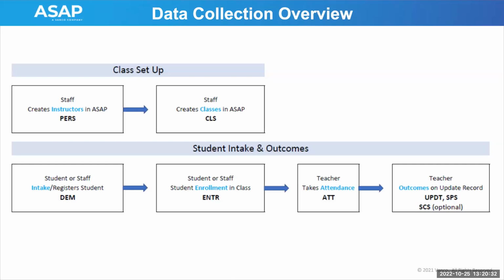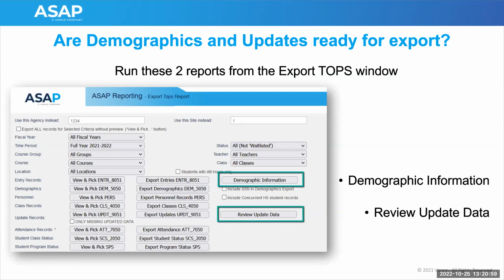So I did just a quick flow chart of those data files. You have the PERS and the CLS file, which is done when the classes are set up at the beginning of a term. And then finally, student intake would be the demographics, entries, attendance, and then the outcomes. So that's the flow of things. Okay, and the 2 reports that I was mentioning are on the export TOPS report. One of them is to grab and view all the demographic information before that's brought over, and the other link is to review the update data.